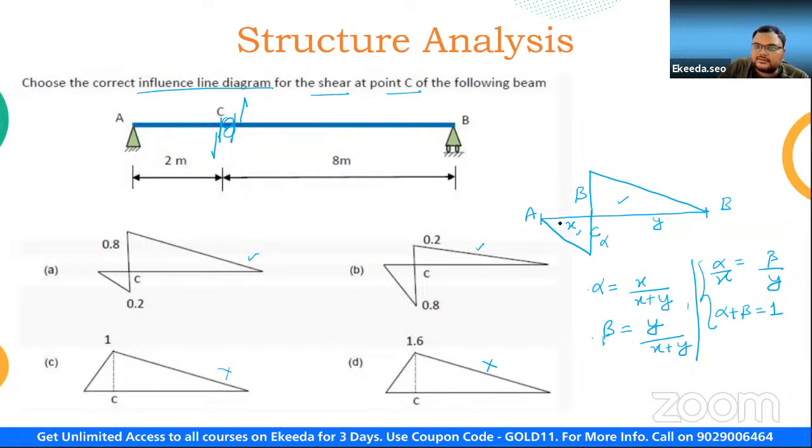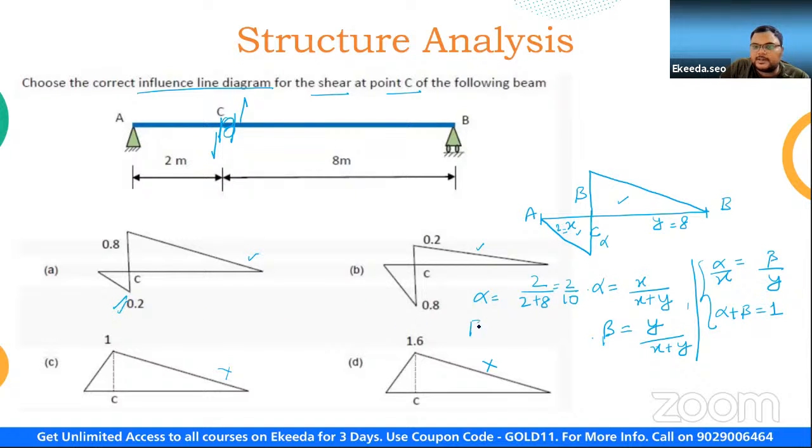So in our case, x was how much? This is 2 and this is 8. So how do we find alpha? This x is 2, so alpha will be 2 upon 2 plus 8. That is 2 by 10, and 2 by 10 means 0.2.